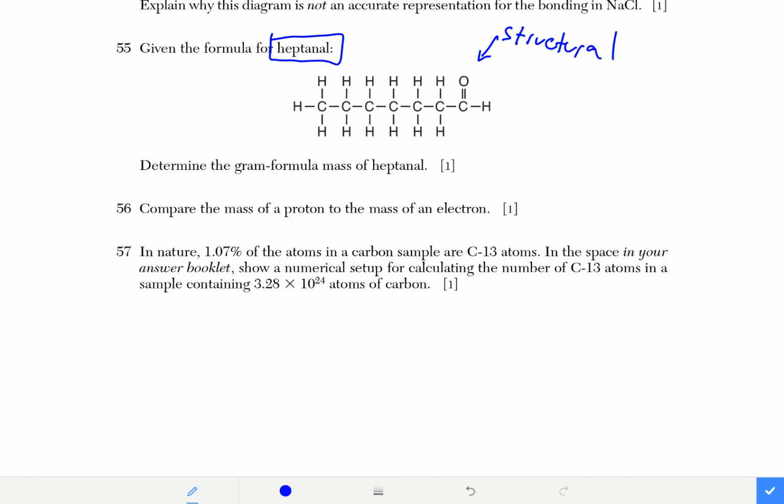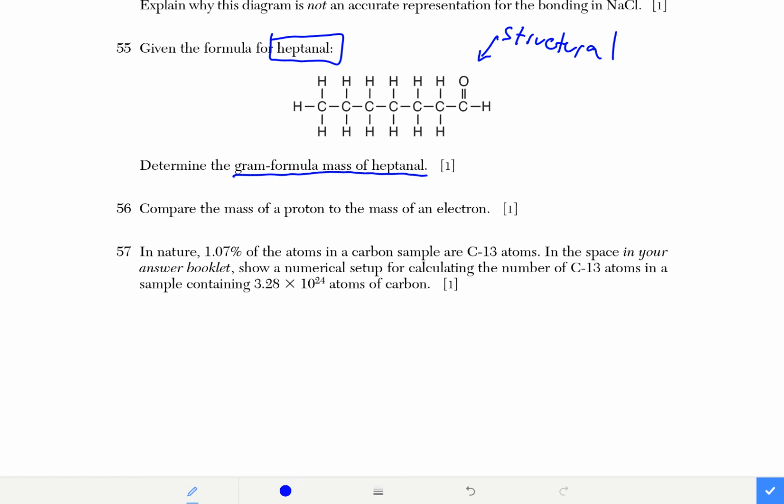The structural formula is called that because it actually shows the structure, or the shape in 2 dimensions, of the molecule. So it's not just saying what atoms are there, what elements make up the molecule, it's actually showing the shape. Now I see the question says, determine the gram formula mass of heptanal. But before we even mess with that, I want you to do something with me. So here's the structural formula.